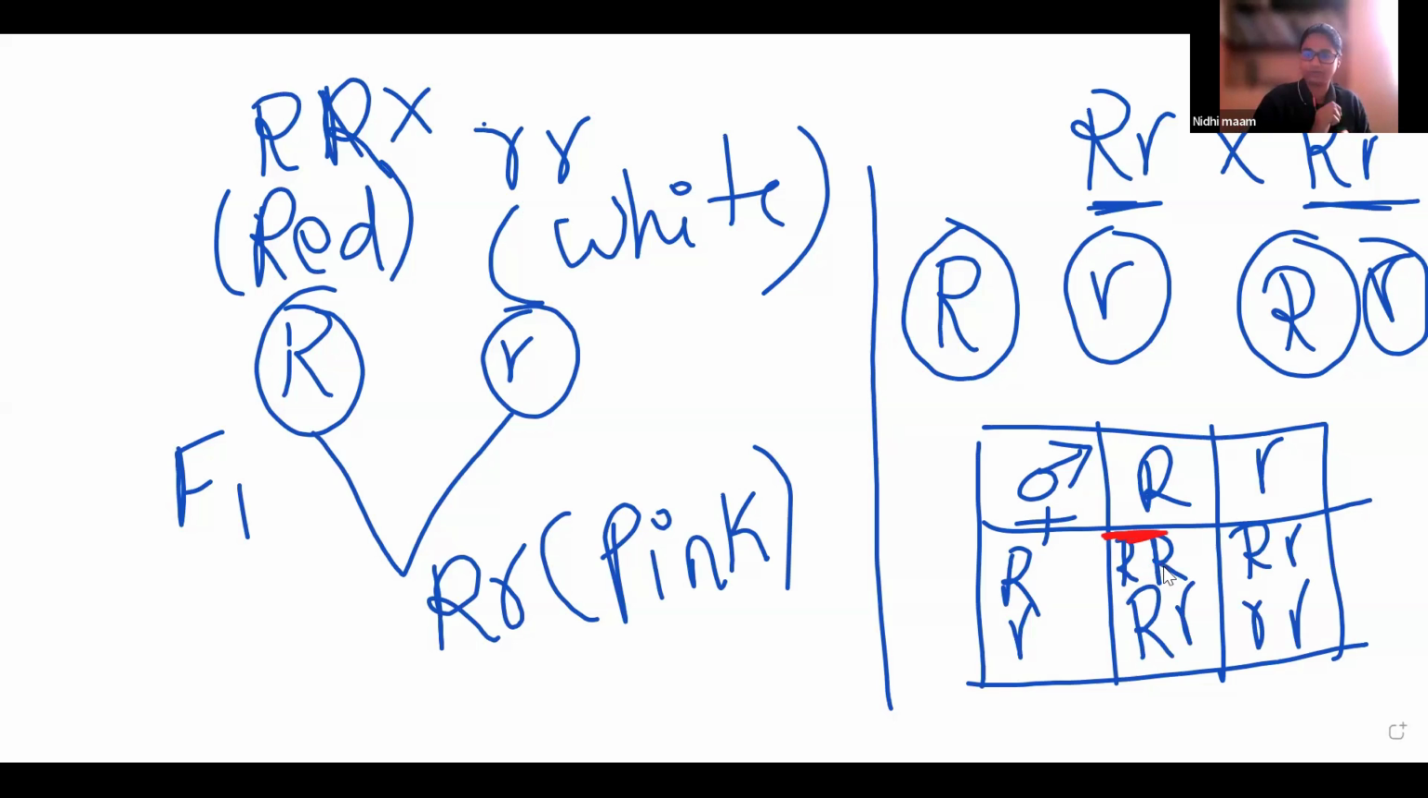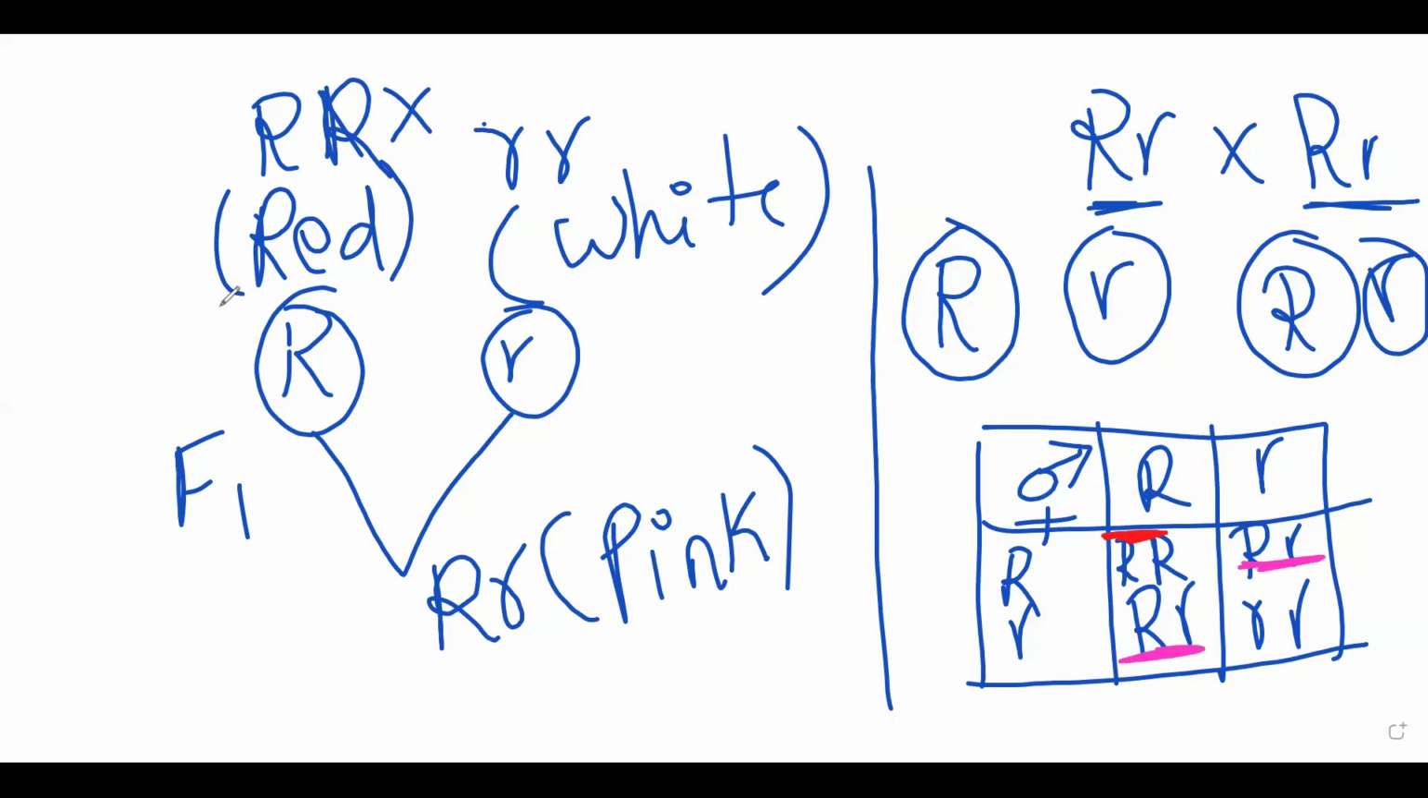Next, what will be the color of the flowers of the plants having capital letter R, small letter r? It is nothing but pink here. We are discussing incomplete dominance. Then what will be the phenotype of small letter r, small letter r? It will be white in color. So what is the ratio here?